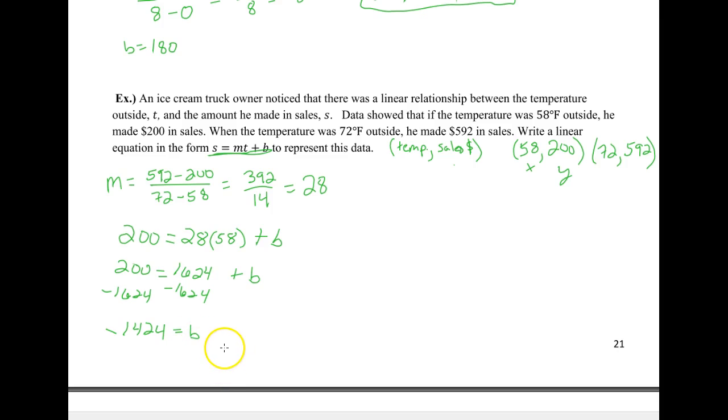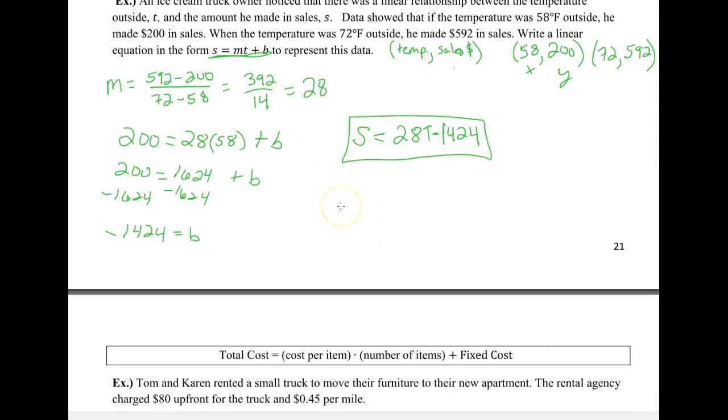Again, you could have used the point-slope form as well to plug in these values and then get the S value alone, but I chose the slope-intercept way. So now the final answer is S equals, my slope was 28, and T for temperature still, minus, our y-intercept was negative 1,424. And there you go. There's our linear equation. Let's look at some more examples, different types.